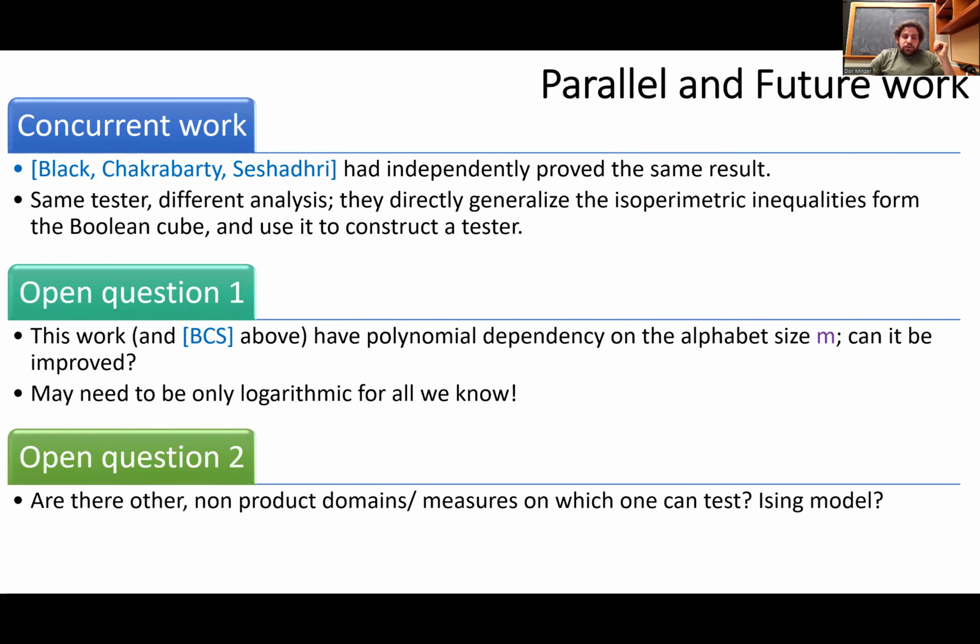Another interesting question is whether there are some other domains in which it would be interesting to study monotonicity testing. To make it interesting, it would have to be something which is a non-product domain, but some interesting measure with enough structure. Maybe something from statistical physics, maybe the Ising model, who knows? So that's all. Thanks.